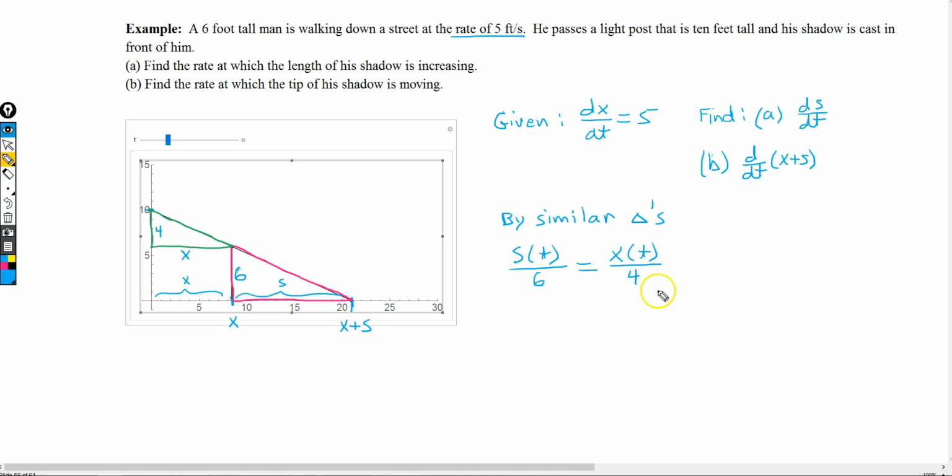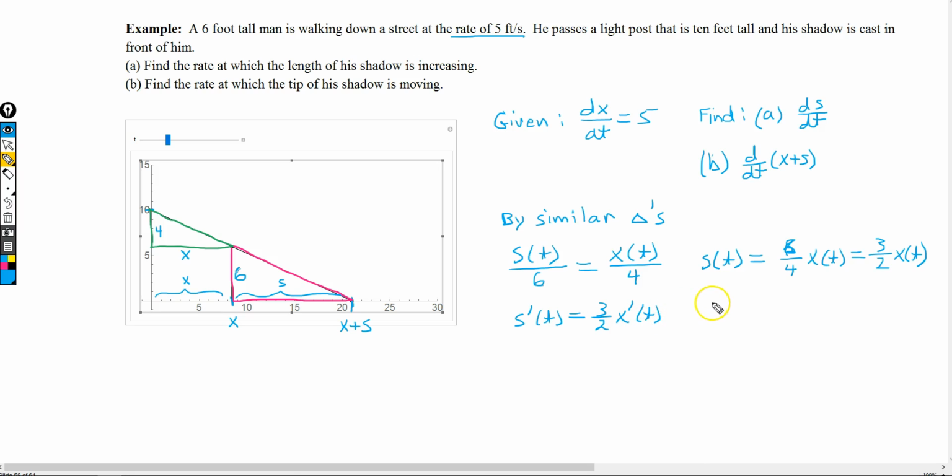And now this problem is actually pretty easy. All we need to do is move this 6 over to the other side, and then we can find ds/dt in terms of dx/dt. So then we get, and so that's just 3/2 x. And now we can easily differentiate both sides, and we get s prime of t equals 3/2 x prime of t.